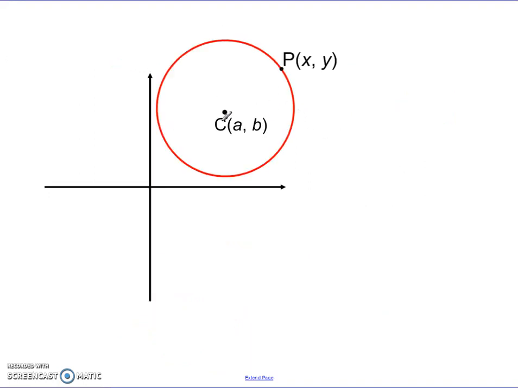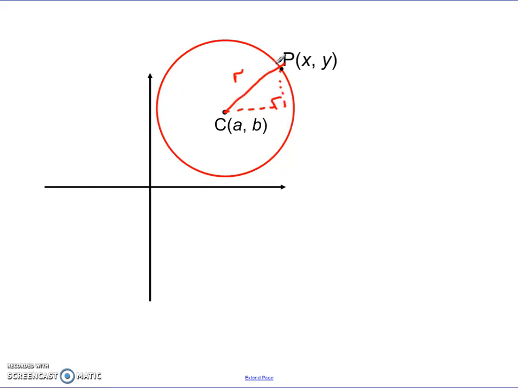So I've got a circle, a generic centre C, which I'm going to locate at the points a and b, and I've got a point P on the edge. Again, we know that there's a radius. And again, we can set and represent a little right-angled triangle, which we can use to represent this system here.